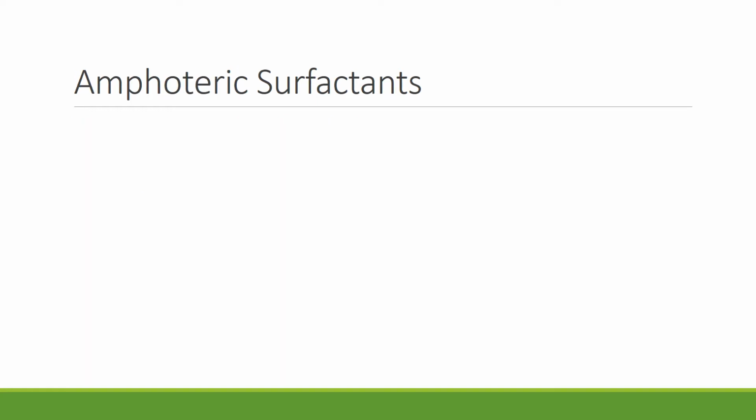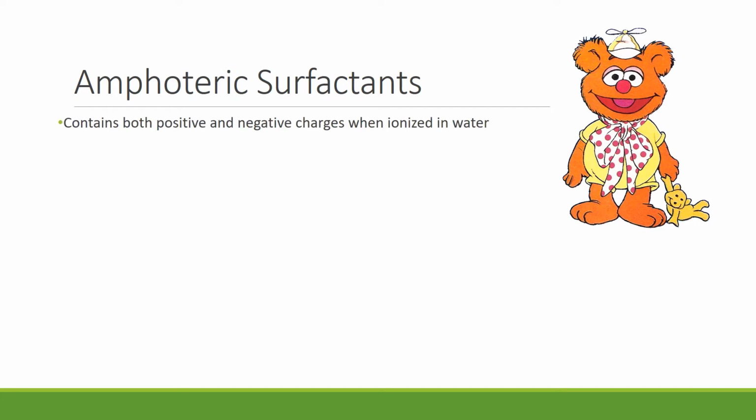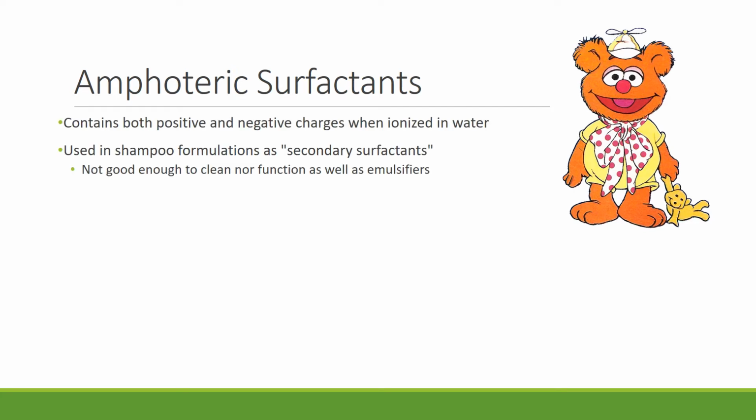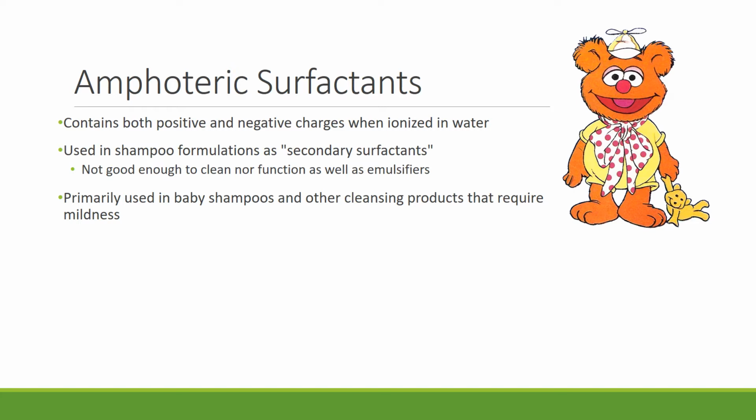Last but not the least, amphoteric surfactants contain both positive and negative charges. For this reason, they're used as secondary surfactants as they're neither good enough to clean nor function as well as emulsifiers. Hence, amphoteric surfactants are used in baby shampoos and other cleansing products due to their mildness.